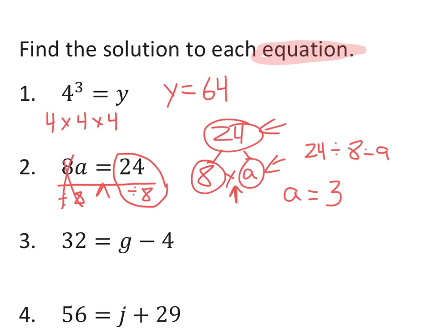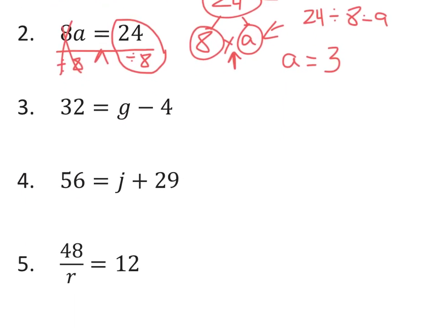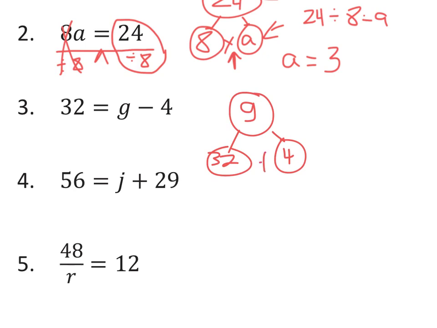Next question is 32 equals g minus 4. Now this one's not trying to trick you, but you need to pay attention to how it's written. My equal sign is here. So that means the value of 32 is the same as the value of g minus 4. And since this is subtraction, g comes first in the subtraction part of the problem, and therefore g is my whole. So I would have g up here, and then I'd have my 32, and I'd have my 4. So if that's the case, what would I do with 32 and 4 to find g? I would add them. So g has to equal 36.